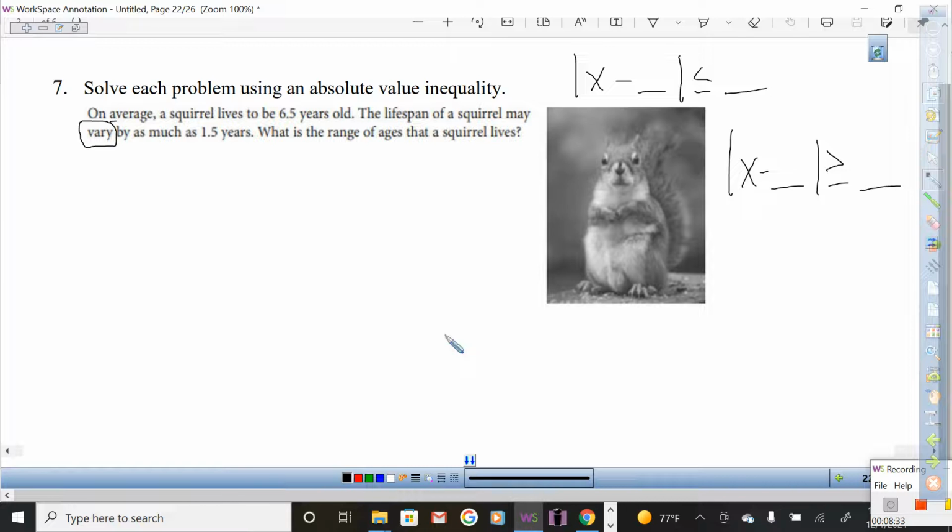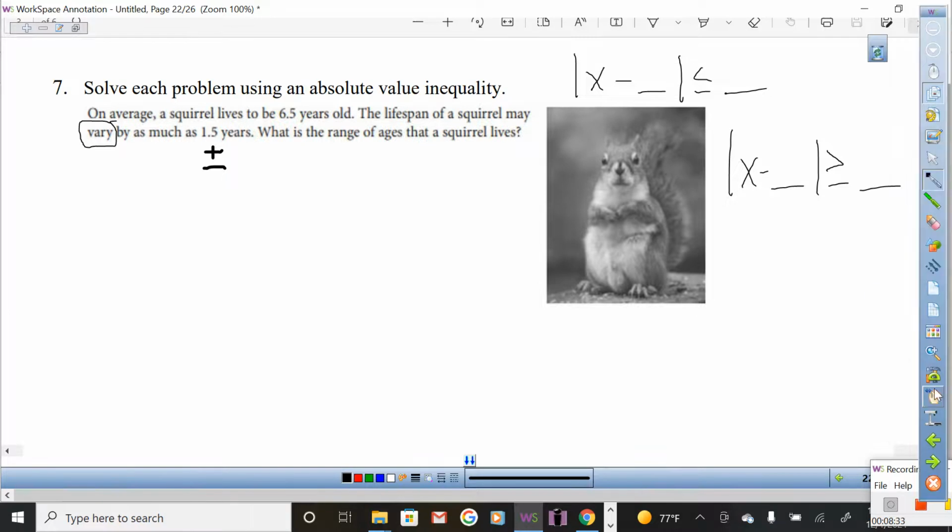All right, I think Miguel's got it, that it varies 1.5 years. What does that mean, Miguel? Very good, that it's either plus or minus 1.5 years. Is that correct? That's what it varies. It can be plus 1.5 years or minus 1.5 years. So what does that mean in algebra?